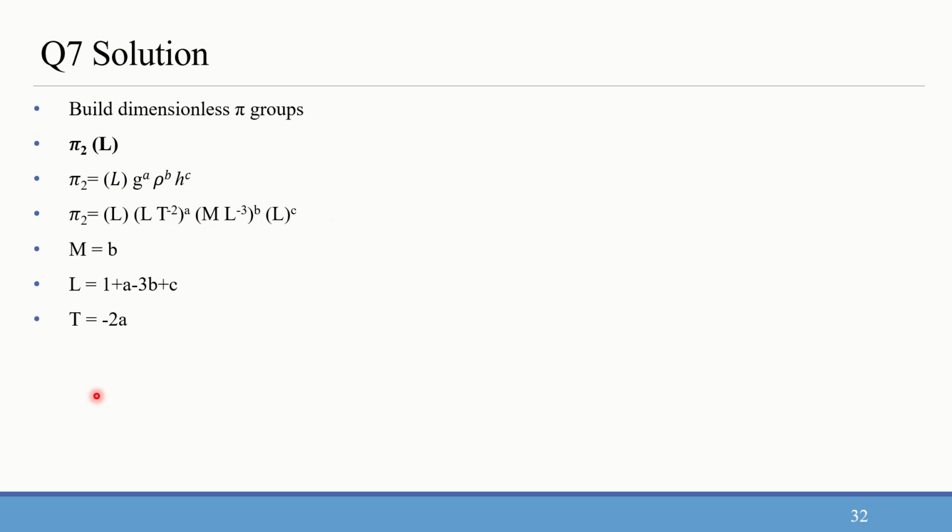So what we get from here, minus 2a is equal to 0. So a is 0, b is equal to 0. And when we substitute a and b as 0, we will have 1 plus c is equal to 0 and c is equal to minus 1. So a is 0, b is 0, c is equal to minus 1. So we are substituting back in here. So it becomes pi 2 is equal to L g power 0, rho power 0 and h power minus 1. So basically pi 2 is equal to L by h. So L h power minus 1 or L by h. So basically this is also a dimensionless group. L is meter, H is meter, both get cancelled out. So it is not pi 1, it is pi 2.